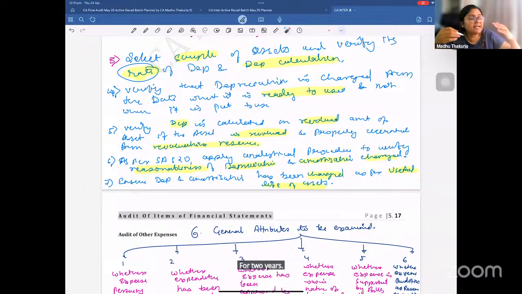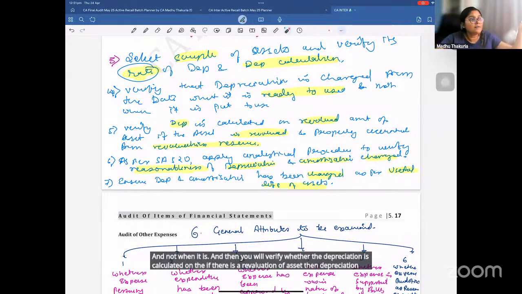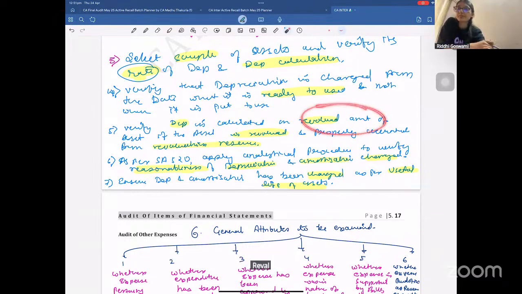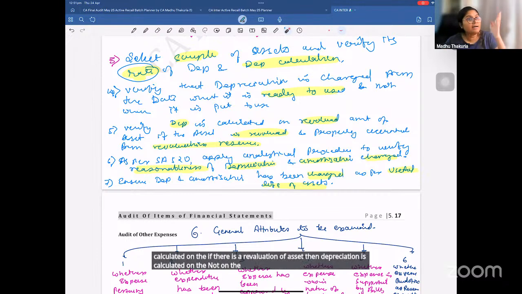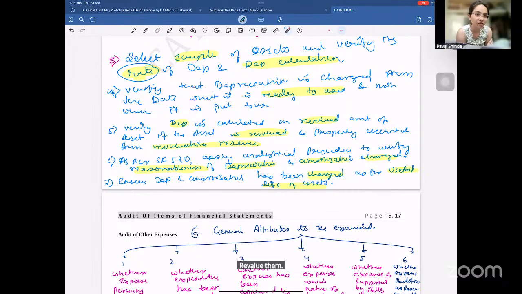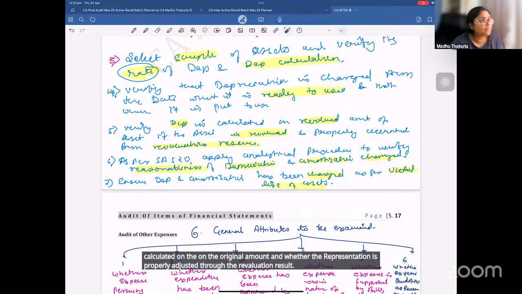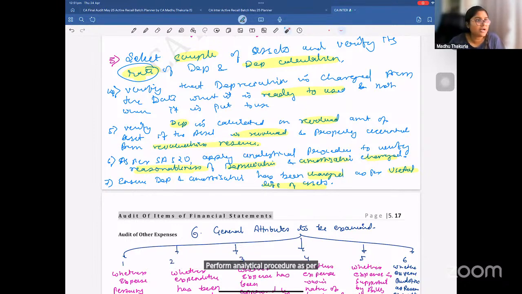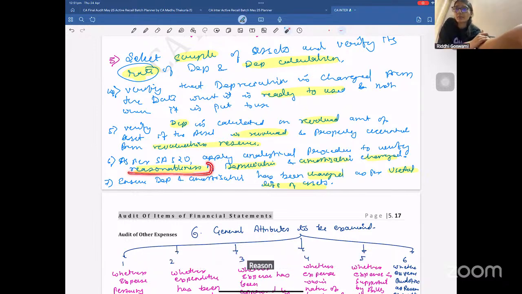Then you will verify, if there is a revaluation of an asset, whether depreciation is properly calculated on the revalued amount and not on the original amount, and whether the depreciation is properly accounted and adjusted through the revaluation reserve. Perform analytical procedures as per SA 520 on depreciation and amortization to verify what? The reasonableness of the depreciation and amortization charge.